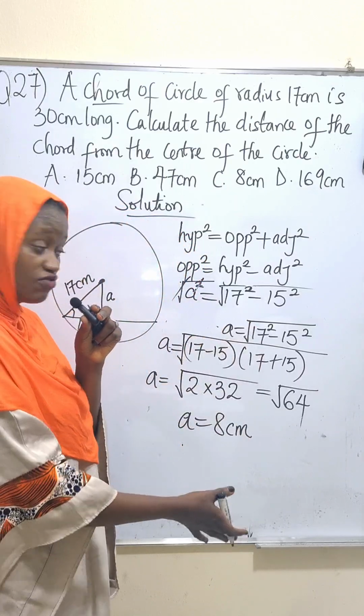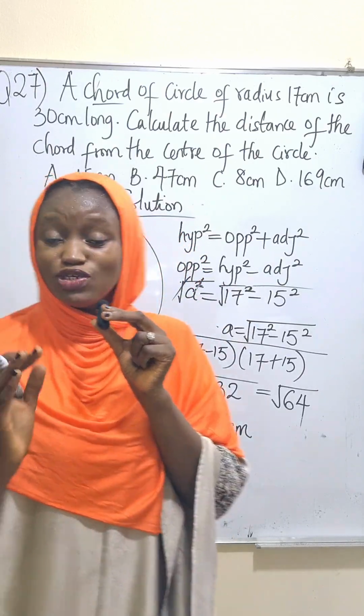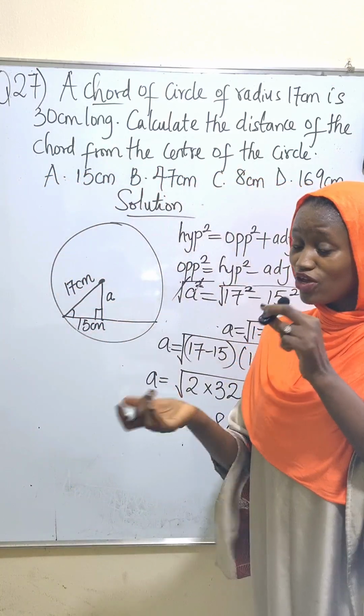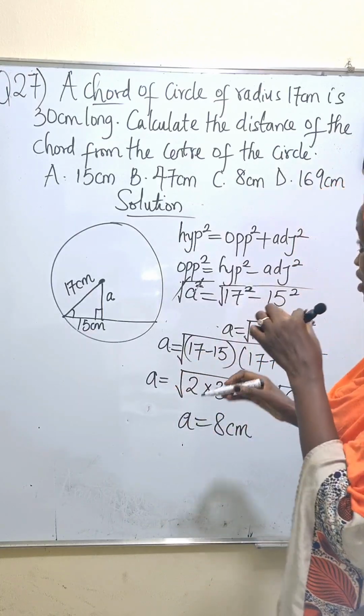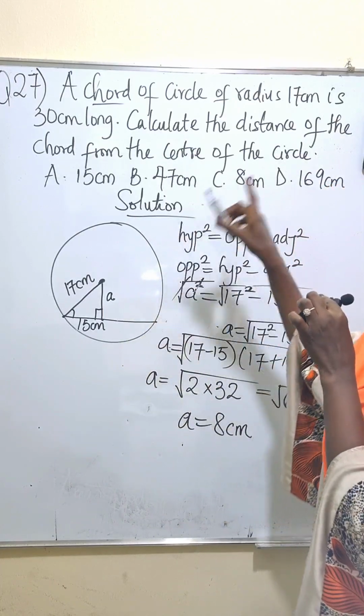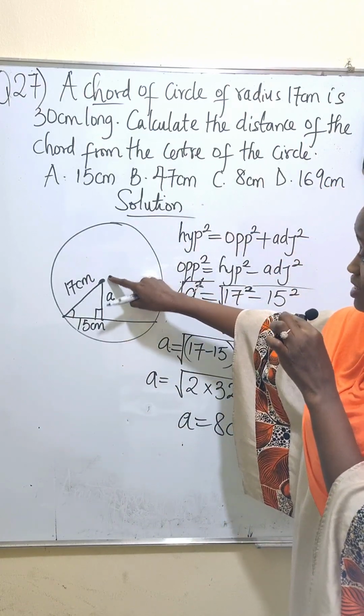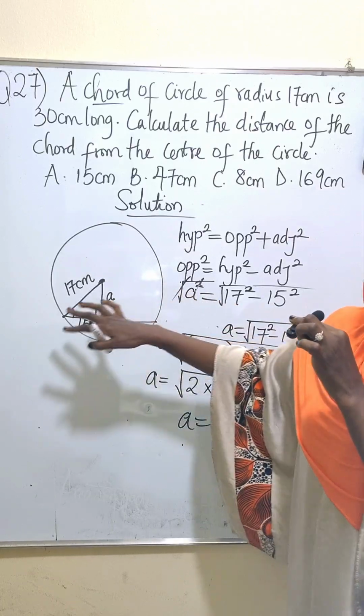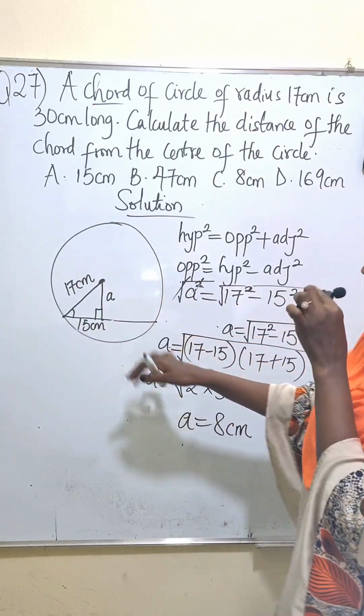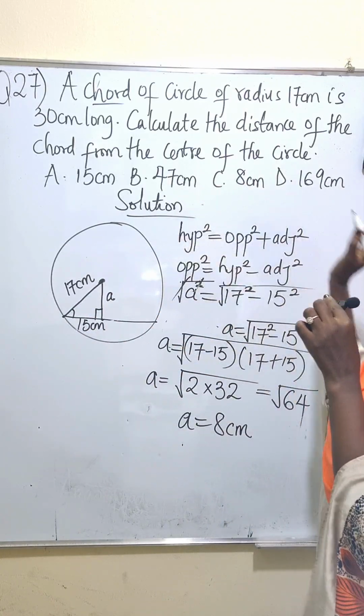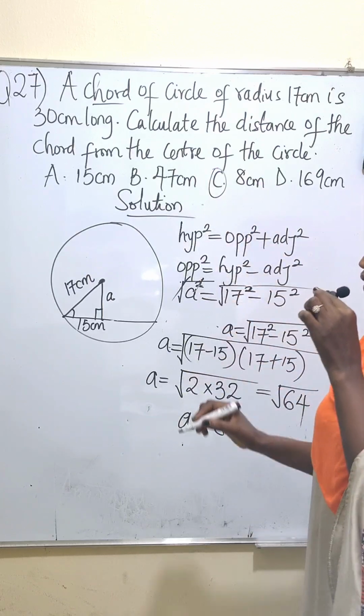You see, I solved this without the use of calculator. That's the beauty of mathematics. Sometimes you don't even need calculators to solve a problem, right? So now we've gotten the value of A, which is the value for the distance from the center of the circle to the chord. Please don't mind my diagram. This is not drawn to scale, okay? So looking at the options, C is the correct one, all right?